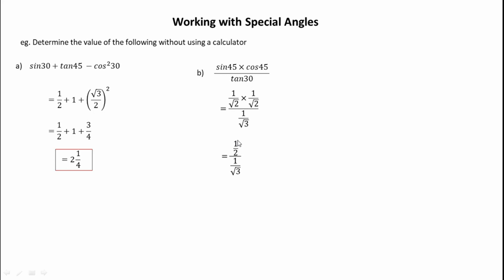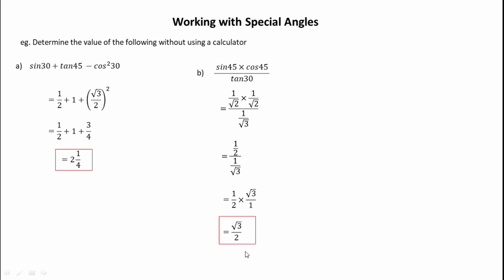Now I've got a half divided by a fraction. How do you divide by a fraction? Well, you do the old tip and times. There it is. Top times top, bottom times bottom, and we get root 3 over 2. It's true.